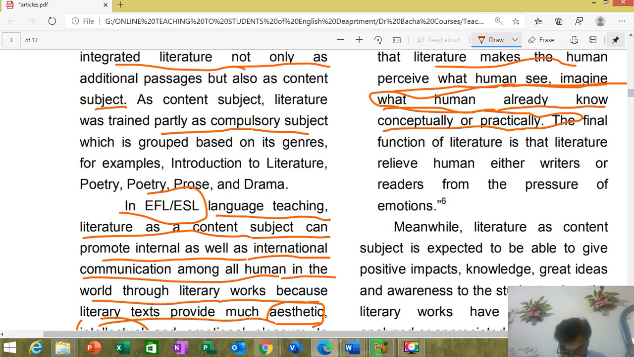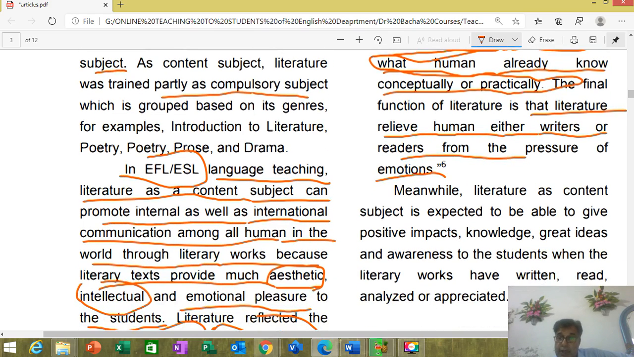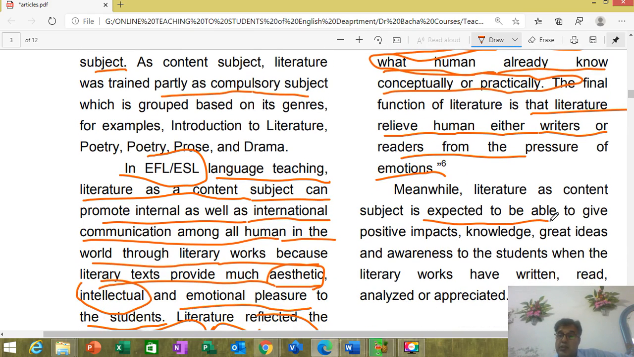But the final function of literature is that it relieves humans, either writers or readers, from the pressure of emotions. For example, when you write something or say something, it releases your thoughts, and it helps you a great deal. So these are the major functions of literature. Further, literature as a content subject is expected to give positive impacts, knowledge, great ideas, and awareness to the student when literary works are written, read, analyzed, and appreciated.